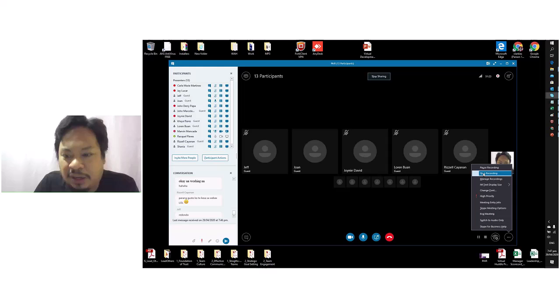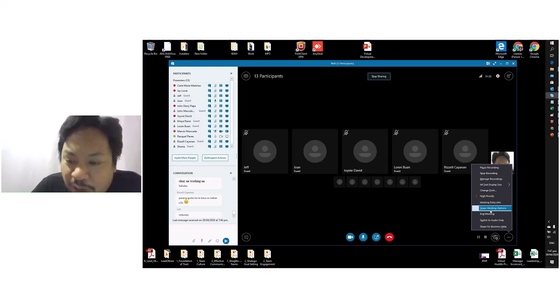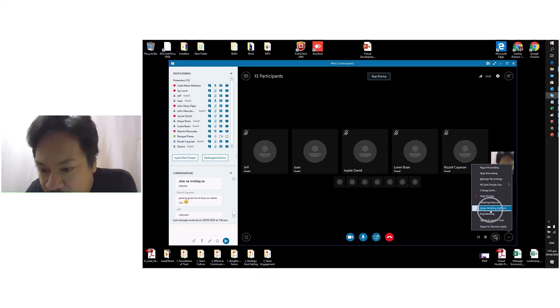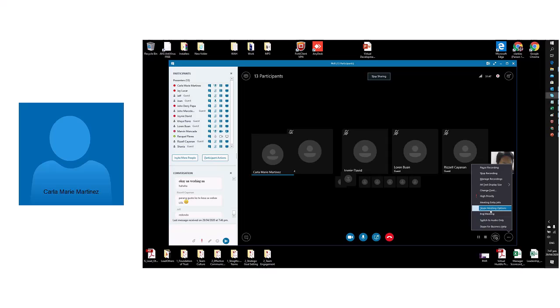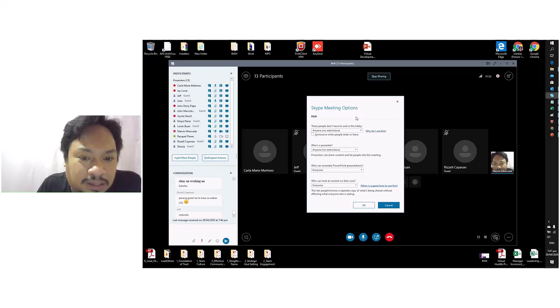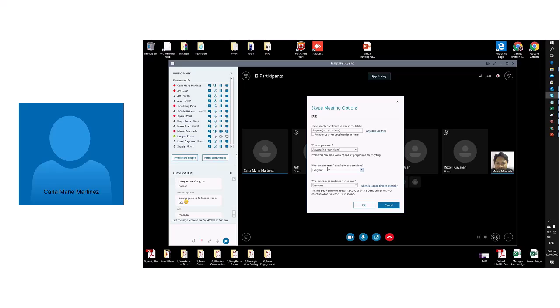So here, if you can see my screen, we have recording here. And in the middle part, let me see if you can see this. Carla, help me out. Can you see where my mouse pointer is pointing at? Yes. Can you read it? It's Skype meeting option. Very good. You're able to see it. Carla, one more thing. So here, do you see the white Skype meeting option on my screen? Yes, boss. Okay. Last na lang. Can you read this part?